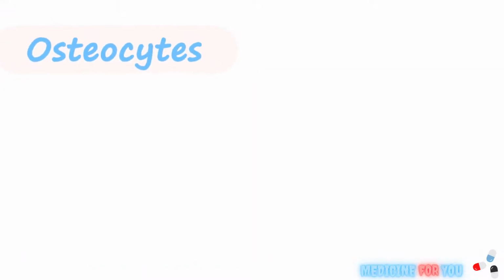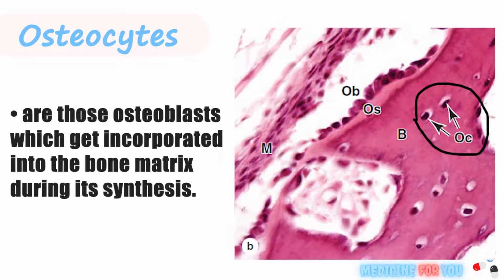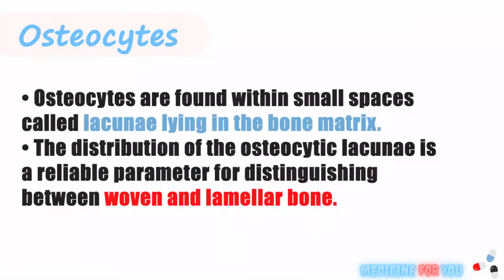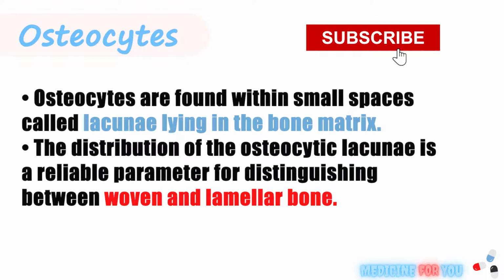2. Osteocytes are those osteoblasts which get incorporated into the bone matrix during its synthesis. Osteocytes are found within small spaces called lacunae lying in the bone matrix. The distribution of the osteocytic lacunae is a reliable parameter for distinguishing between woven and lamellar bone.